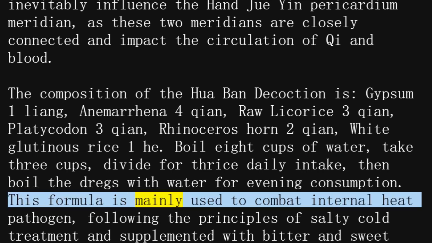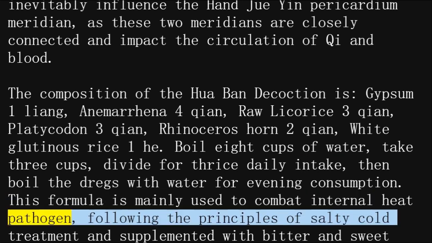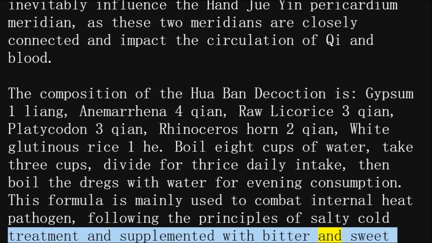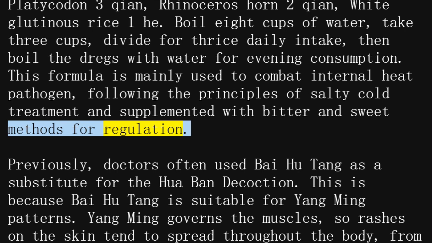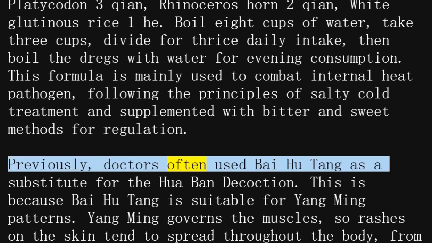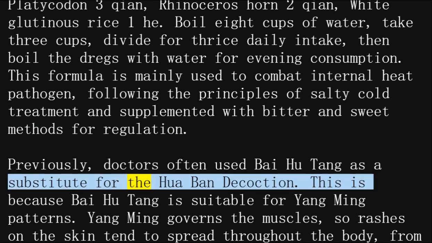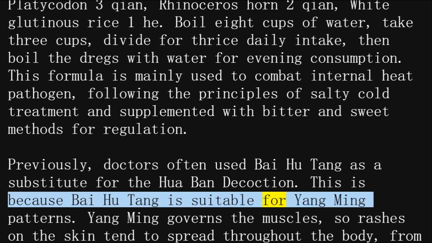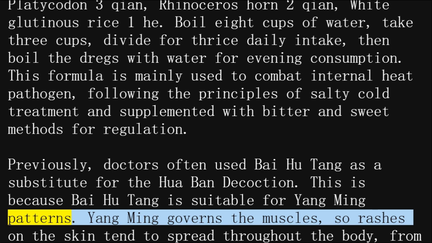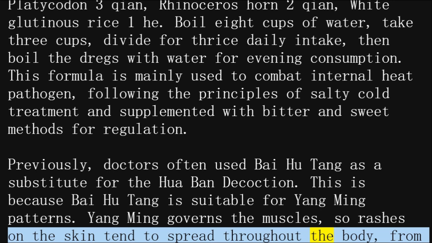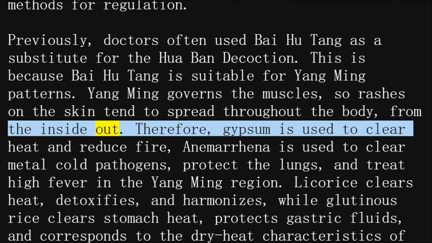This formula is mainly used to combat internal heat pathogen, following the principles of salty cold treatment and supplemented with bitter and sweet methods for regulation. Previously, doctors often used Wu Tang as a substitute for the Hua Ban Decoction. This is because Wu Tang is suitable for Yang Ming patterns. Yang Ming governs the muscles, so rashes on the skin tend to spread throughout the body, from the inside out.